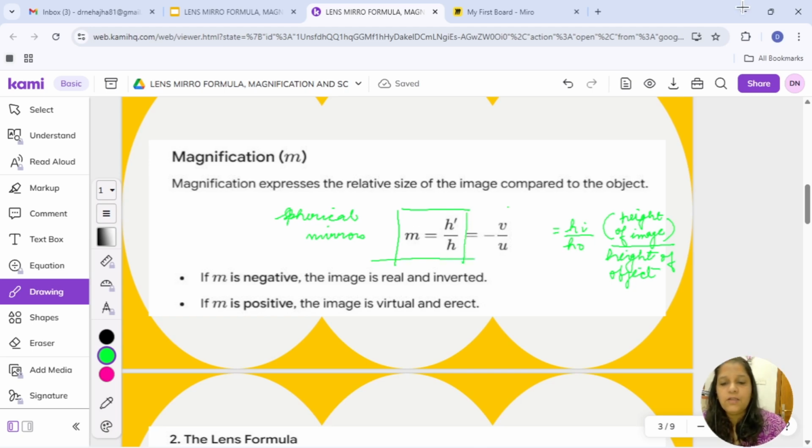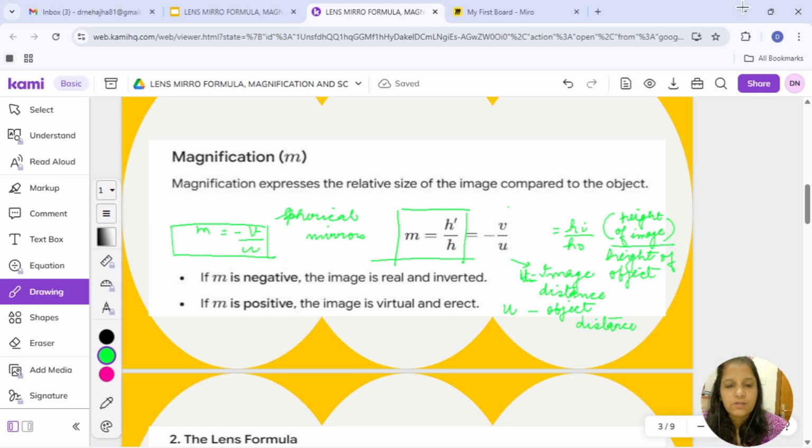that is, how much of your image is magnified or how much of your image is diminished as compared to the size of the object. Magnification is also related with the image distance and object distance. In this formula, v is representing image distance and u is representing object distance. So magnification can also be written as minus v upon u. This is another formula for magnification.